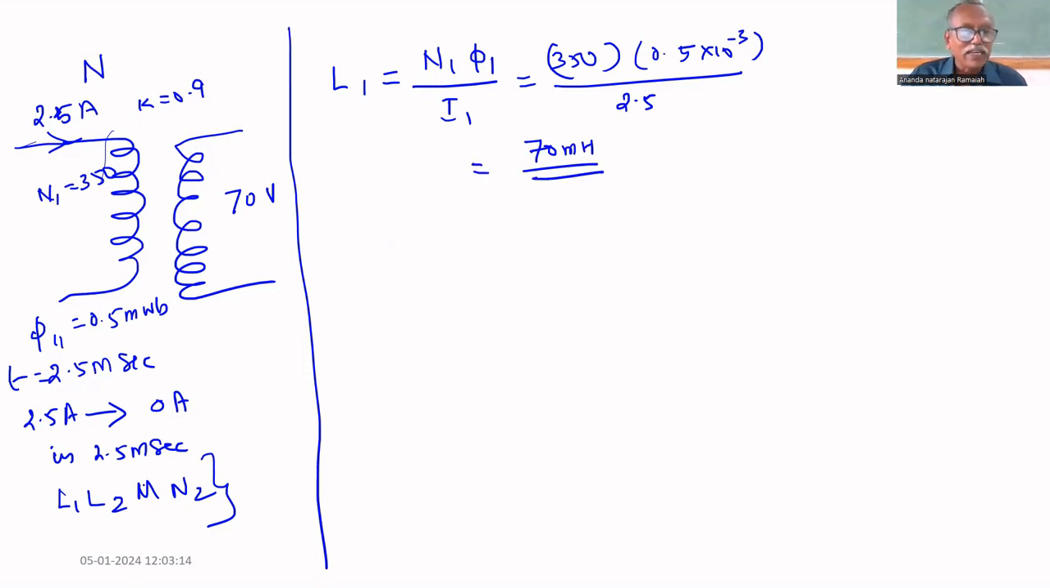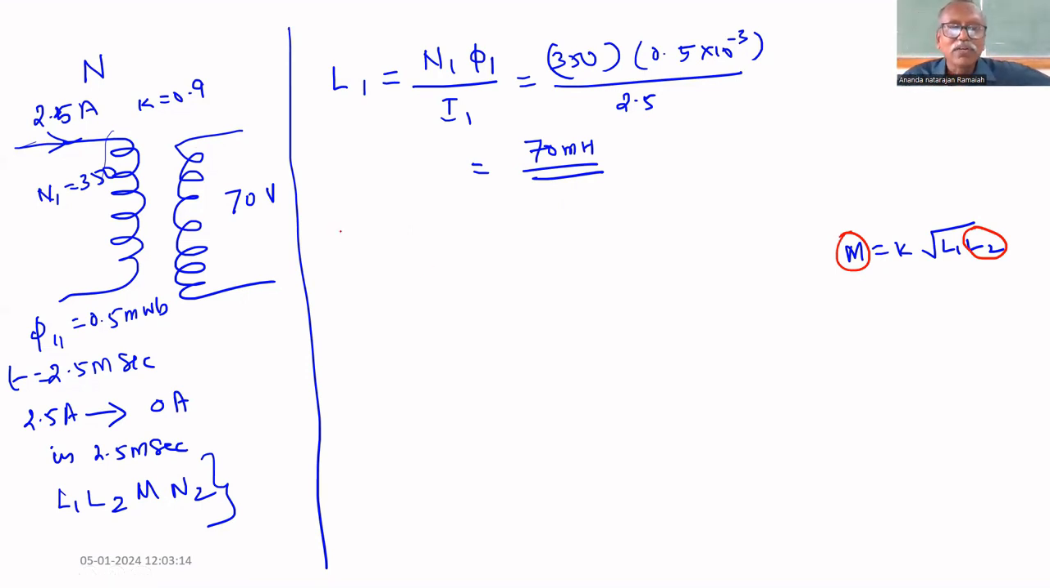Now we have to find L2. To find L2, we need M. There is a relation, because K is given: M equal to K times square root of L1 L2. What is not known? L2 is unknown. M is unknown. That's why we cannot use this formula to find either M or L2. So we have to go for some other way to find M.